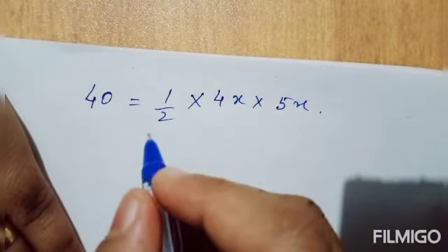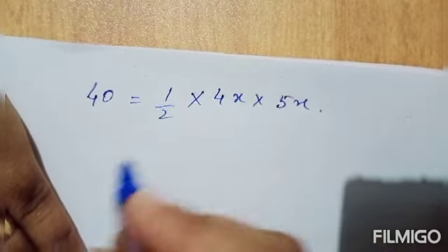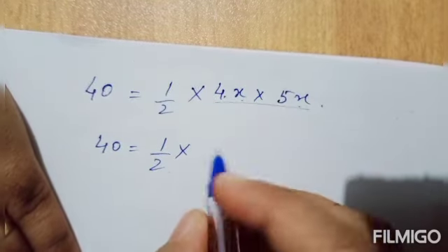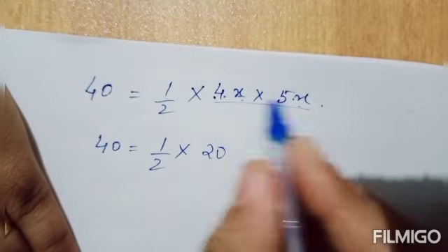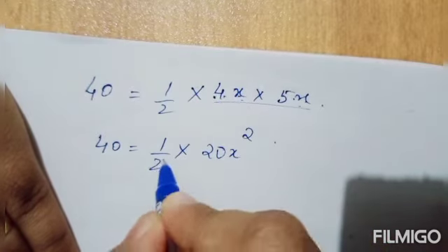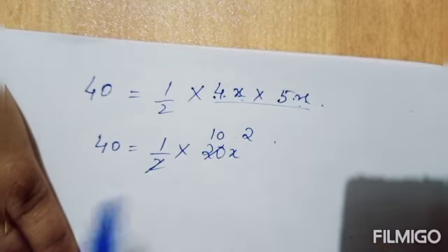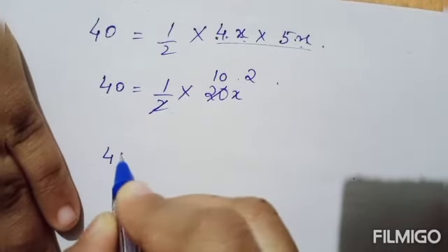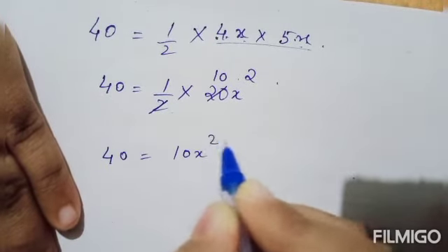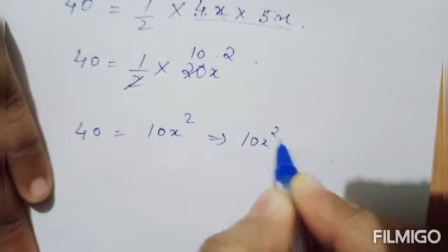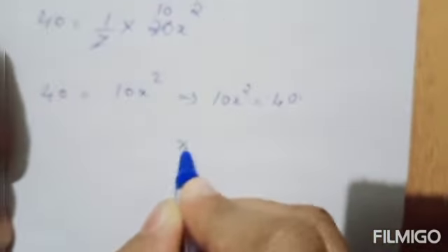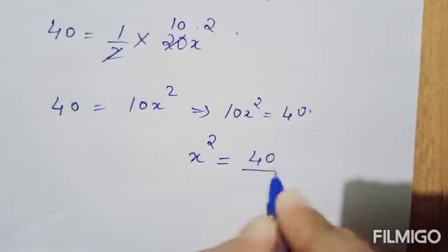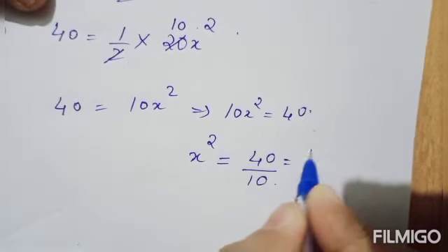Now you can find the value of x here. 40 equal to half into 4x into 5x. It is 4 into 5, 20, x into x, x square. Now this 2 and 20, it will go in 10. 20 by 2, 10 you will get. So 40 equal to 10x square, or you can write 10x square equal to 40. So from this you can find x square equal to 40 by 10. 40 divided by 10, you will get 4.